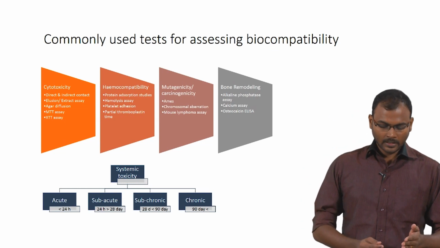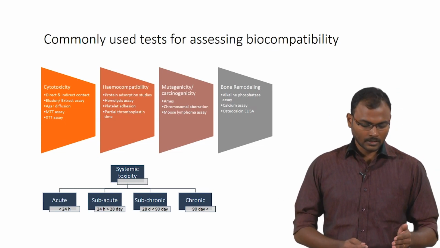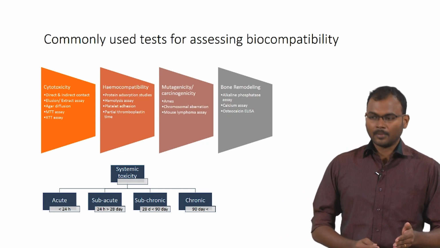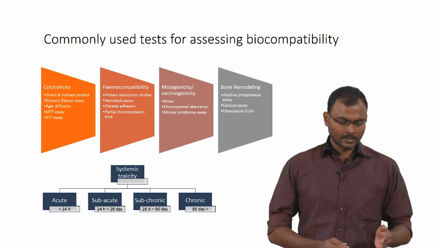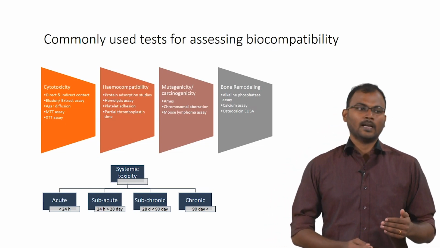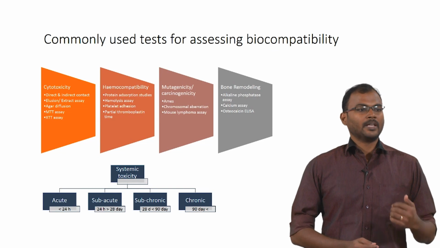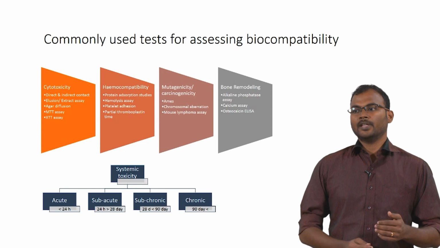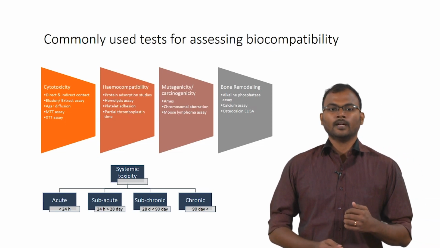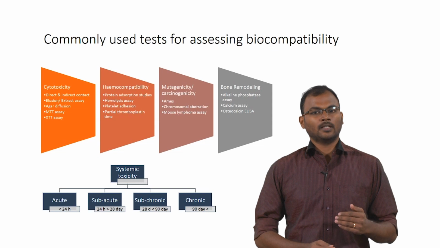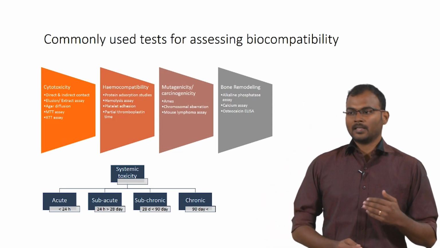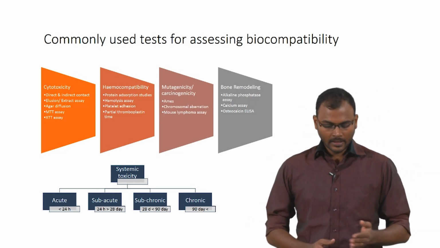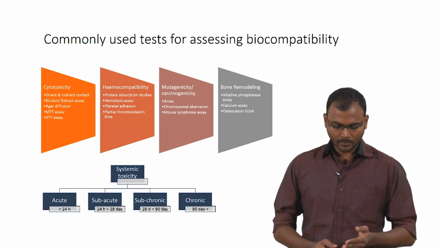In cytotoxicity, I will explain all the assays in detail. It has direct and indirect contact and a couple of experiments, the MTT assay and XTT assay, which are used for calculating how toxic your material is to the cells. Hemocompatibility experiments will tell you whether your material is causing any damage to the blood cells, or leading to platelet aggregation or blood clot formation. For mutagenicity and carcinogenicity, there are the Ames test, chromosomal aberration, and the mouse lymphoma assay.